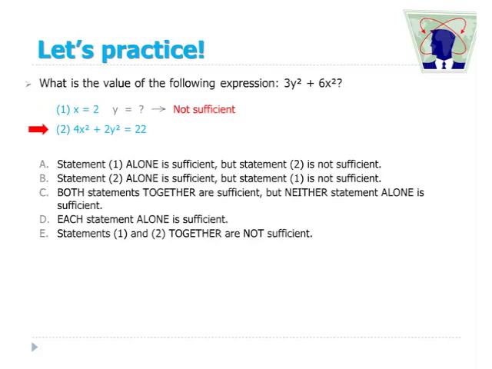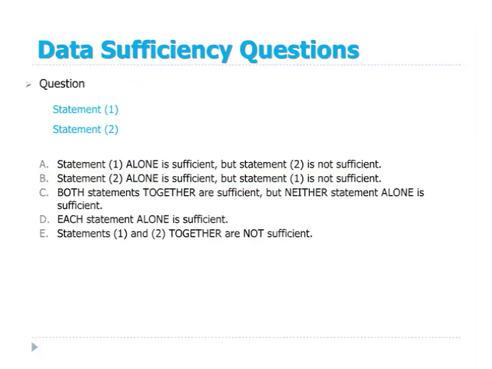Statement 2 provides us with necessary information. All we need to do is multiply the equation in the second statement by 1.5 to give us the result of the original equation: 6x squared plus 3y squared equals 33. Therefore, statement 2 alone is sufficient to answer the question, and the correct answer is B.